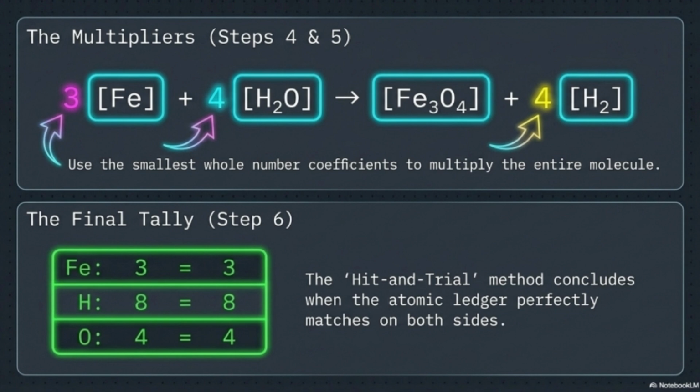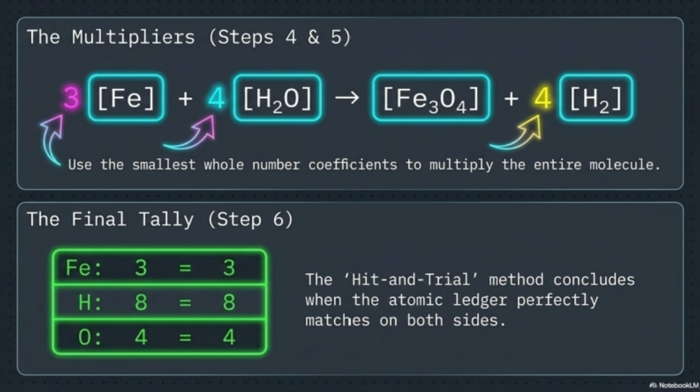Moving to steps 4 and 5, the multipliers. We use the smallest whole number coefficients to multiply the entire molecule from the outside. Finally, step 6 is the final tally. Look at that. 3 iron, 8 hydrogen, and 4 oxygen atoms on both sides. Our atomic ledger perfectly matches.